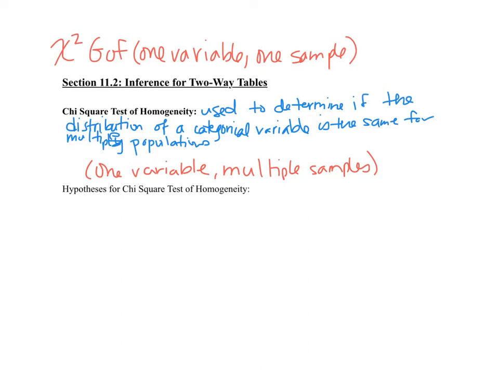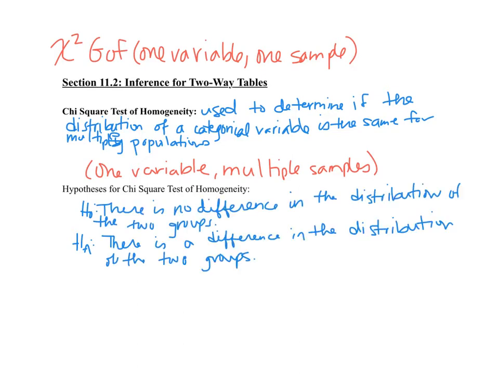So the hypotheses for these and all chi-square tests, we're going to write in words. The null hypothesis is that there's no difference in the distribution of the two groups, and the alternative is that there is a difference in the distribution. And something you might notice for all of the problems in this section is that you are always going to be given a two-way table. So let's go ahead and do an example.